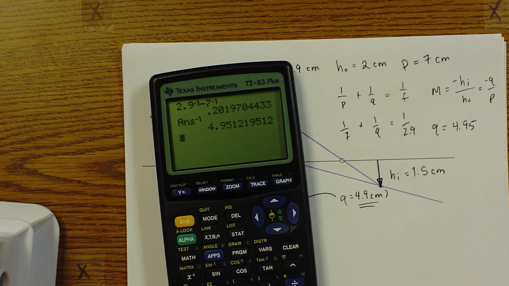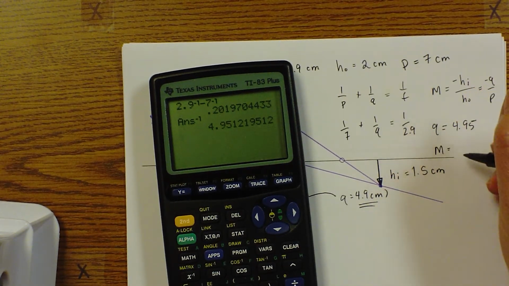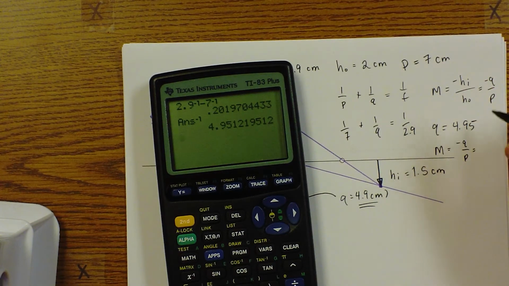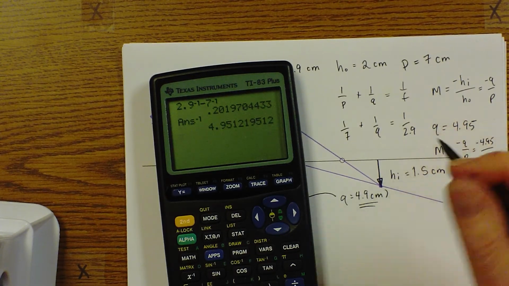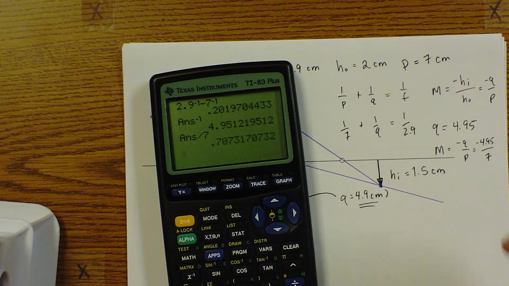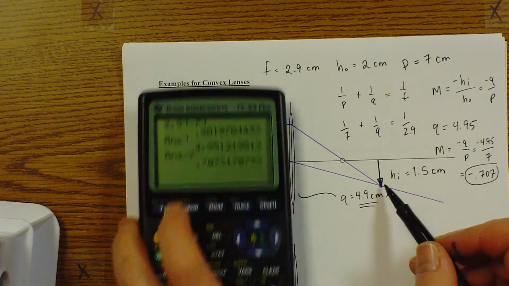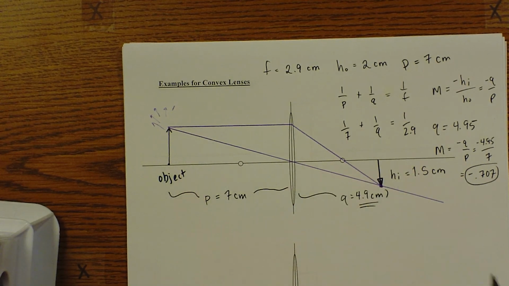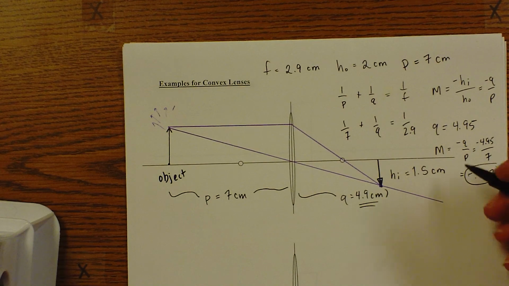Now I'm going to compute the magnification. I could compute the magnification just by doing negative Q over P. Negative 4.95 divided by 7, negative 0.707. What that tells me is that this image is 0.707, or about 70% the height of the object, and the negative means that it's upside down.